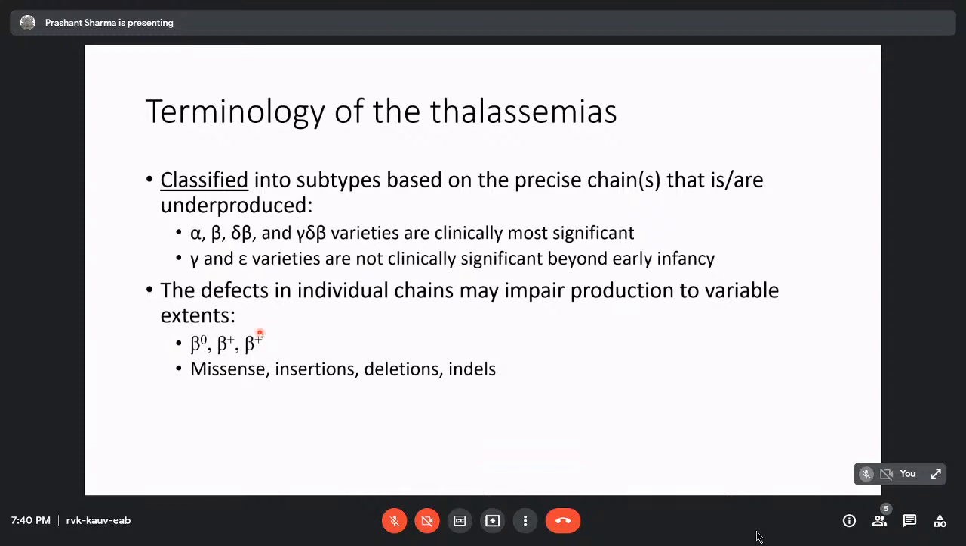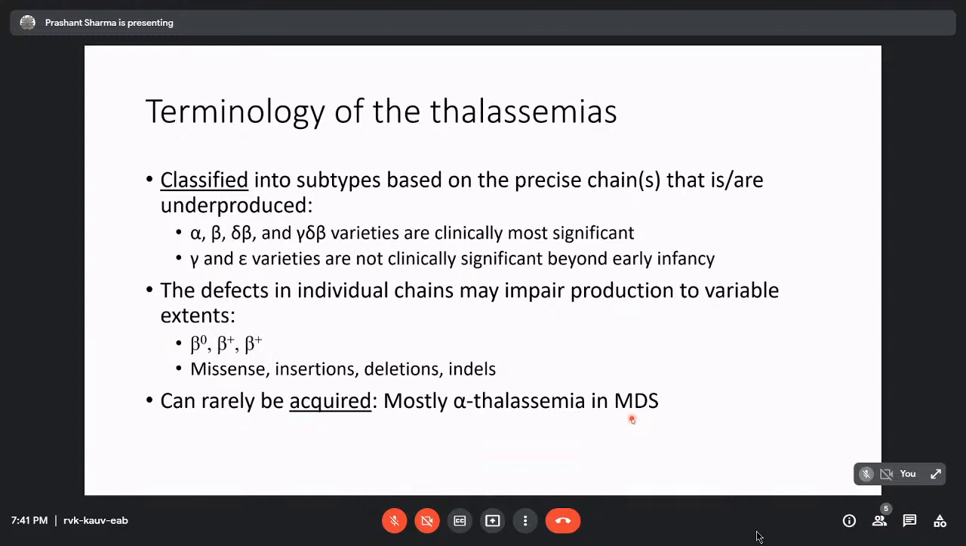The other way these mutations can be classified is on the basis of what has happened genetically. So one can have missense mutations, insertions, deletions, indels, and so on. In beta thalassemia, the defects are usually one of these four types. Rarely, thalassemias can be acquired, and this is true for both beta and alpha, but most of the acquired thalassemias are alpha thalassemias, and these are almost always associated with MDS and rarely a myeloproliferative neoplasm.